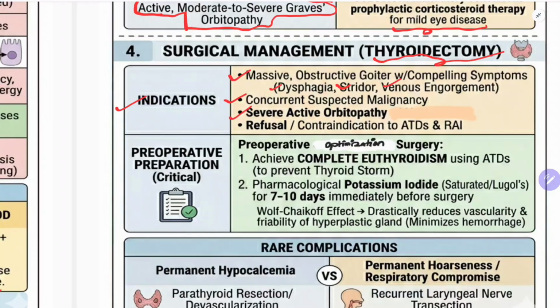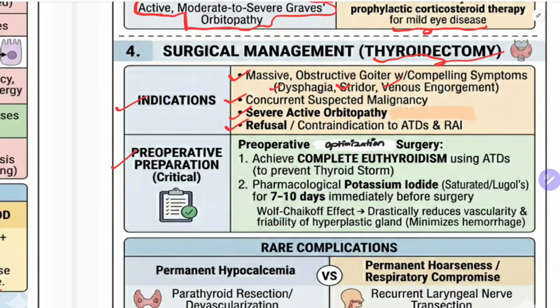Severe active orbitopathy. As we have discussed, in moderate to severe disease you can't give radioactive iodine, so in that case you need to do surgery. How that surgery is done, and what pre-operative precautions we should take, we will learn. So severe active orbitopathy is an indication for Graves' disease surgery. Or if the patient is refusing, or if any contraindication is there for antithyroid drugs and radioactive iodine, like pregnancy, there you can plan for surgery.